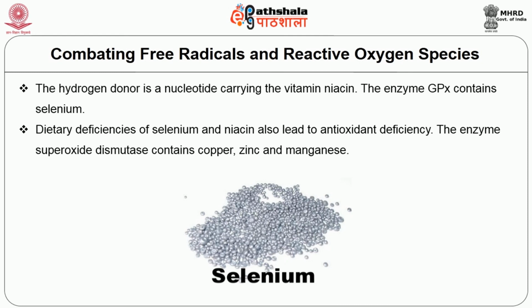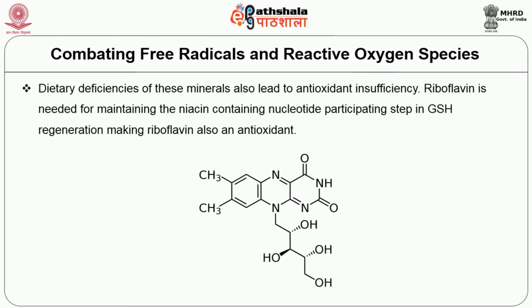The enzyme superoxide dismutase contains copper, zinc and manganese. Dietary deficiencies of these minerals also lead to antioxidant insufficiency. Riboflavin is needed for maintaining the niacin-containing nucleotide participating in the step of GSH regeneration, making riboflavin also an antioxidant.